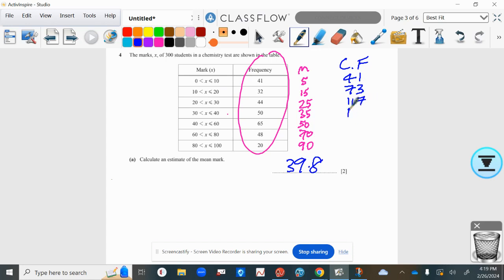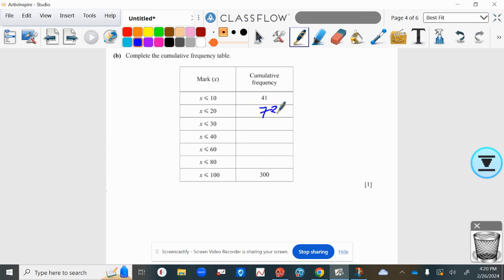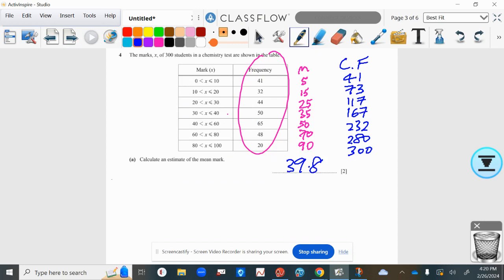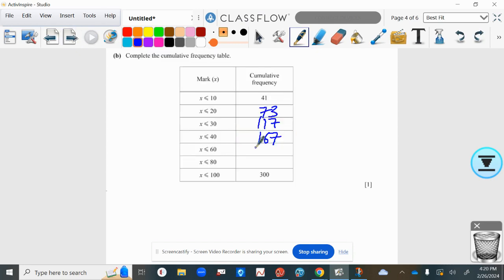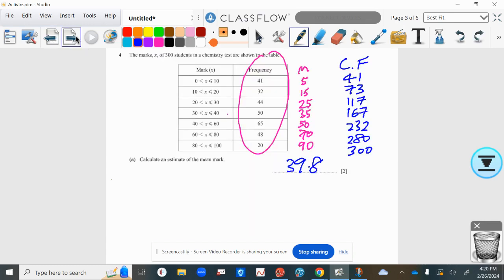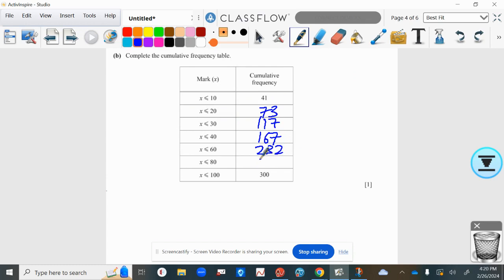117, then you add on another 50, so you've got 167, then you have another 65, so we've got 232, and then you add on 48, so we got 280, and then add on another 20, so we've got 300. That would be the cumulative frequency that you put into this table, which I suppose I should do really, shouldn't I? So the 73, 117, 167 pieces of data between 0 and 40, and then 232 between 0 and 60, and then there are 280 pieces of data between 0 and 80. So that's cumulative frequency, a running total of your frequency.